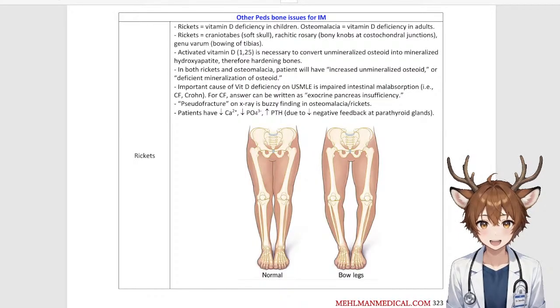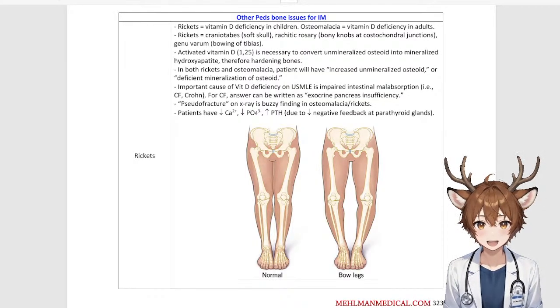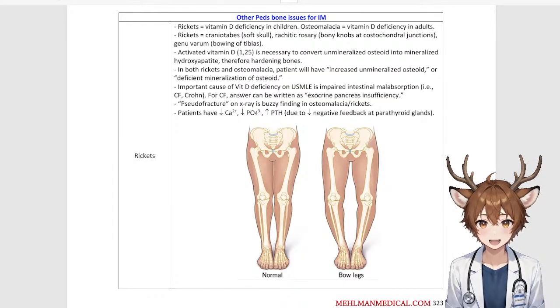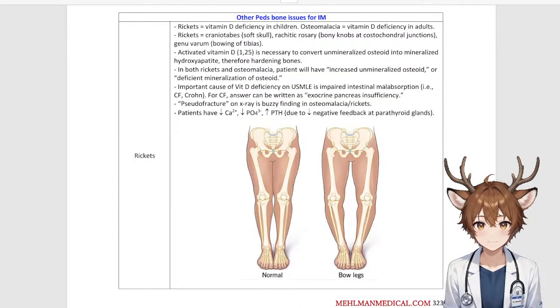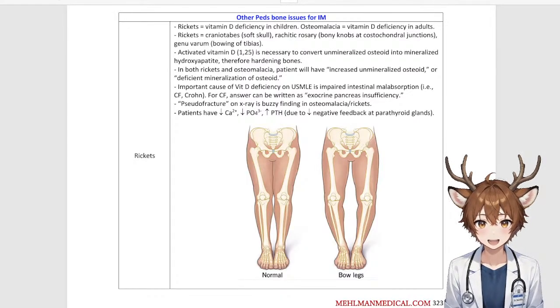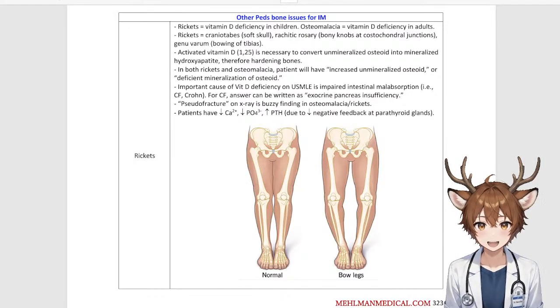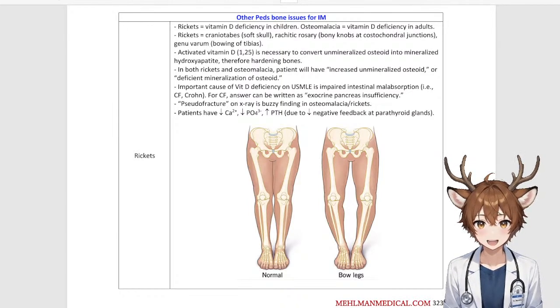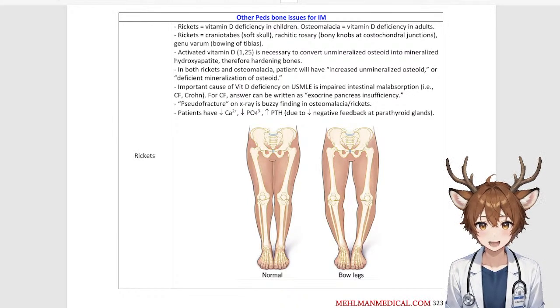Pseudofracture on X-ray is a buzzy finding on osteomalacia/rickets. Patients have a decrease in calcium, decrease in phosphate, and an increase in PTH, parathyroid hormone, due to the decrease in negative feedback at the parathyroid glands. Basically, the body is realizing, oh wow, something's going wrong, we need to up the ante, and so they increase the parathyroid hormone to kind of counteract it, even if it's not necessarily effective at doing its job in counteracting this problem.